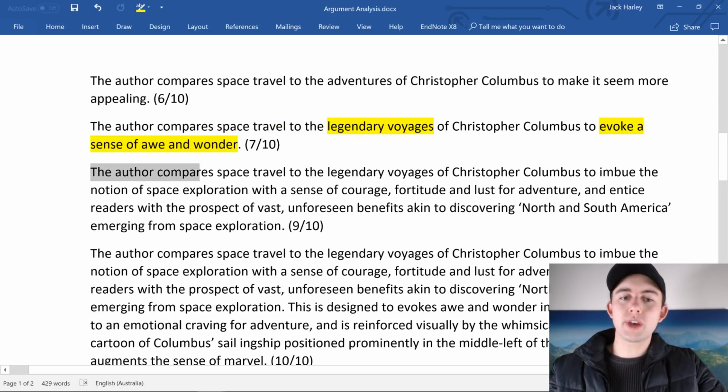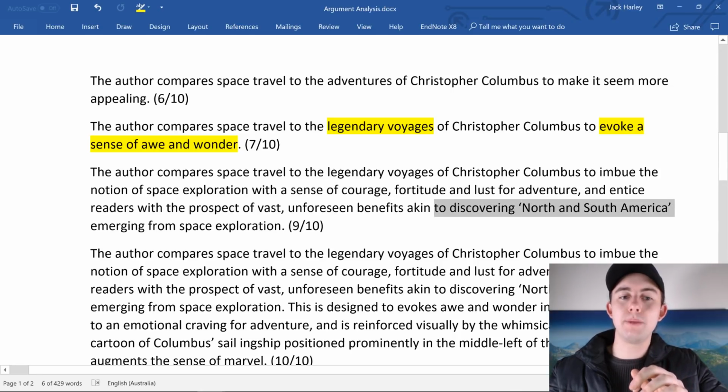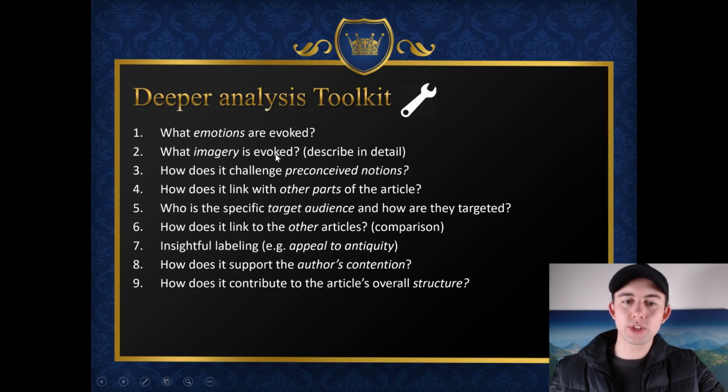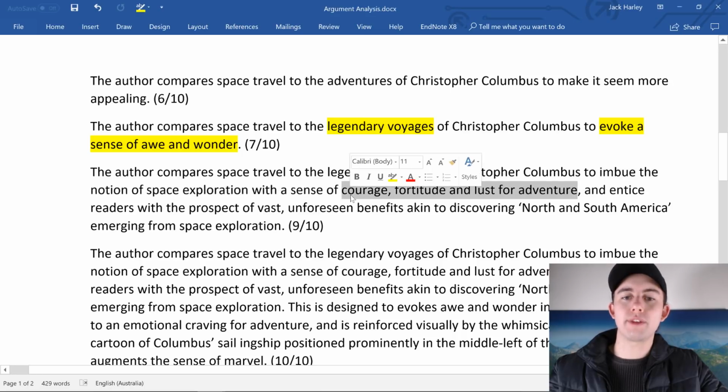But now, the author compares space travel to the legendary voyages of Christopher Columbus to imbue the notion of space exploration with a sense of courage, fortitude, and lust for adventure, and entice readers with the prospect of vast, unforeseen benefits akin to discovering North and South America emerging from space exploration. Guys, this would get you about a 9 out of 10. The reason is that we've gone into a lot more depth, especially with what imagery is evoked, this imagery of discovering new lands across the seas. And we've also talked about the emotions and values that are inspired in quite a bit more depth.